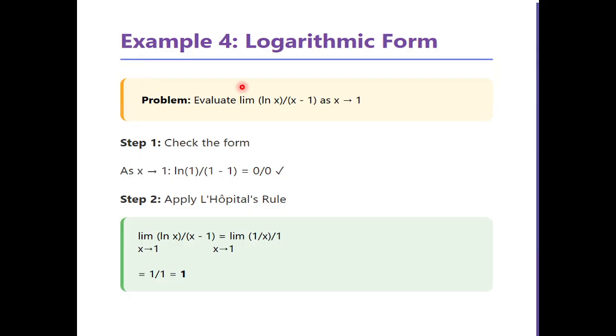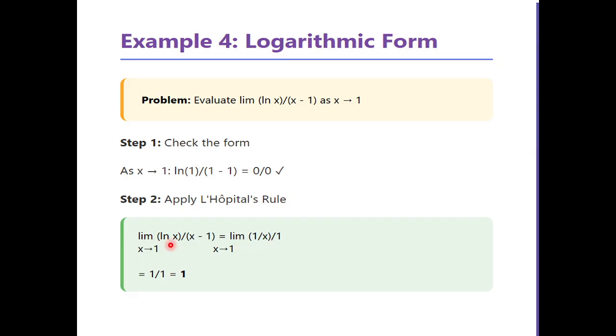Okay, so let us discuss the fourth type of examples, which are logarithmic form. In the logarithmic form, we are dealing with any expression which involves the log, either natural log or log with any base number. In such cases, we again take the derivative of the numerator and divide it by the derivative of the denominator. First of all, we will check, by replacing the value, are we getting 0 over 0 or infinity over infinity form? In this case, we are getting 0 over 0 form. So L'Hopital rule can be applied, which says derivative of numerator divided by derivative of denominator.